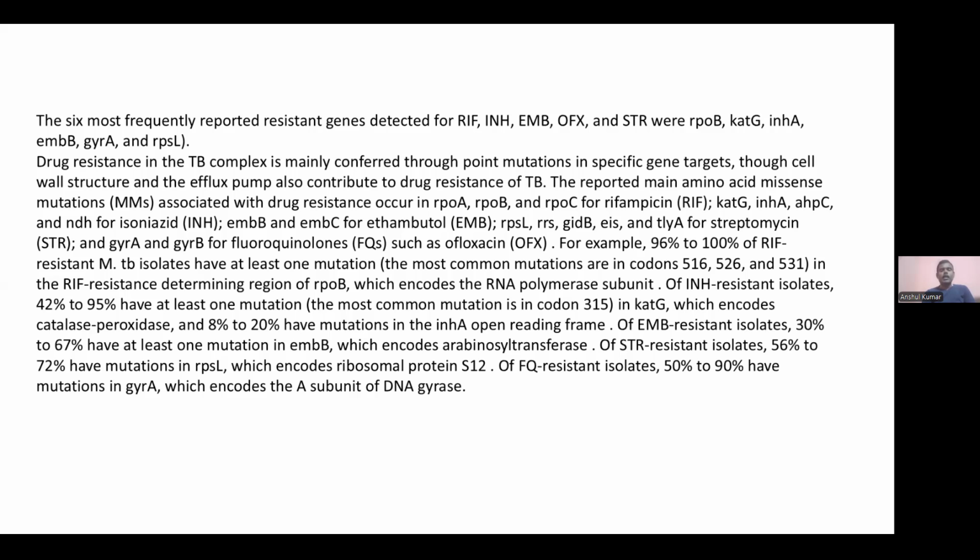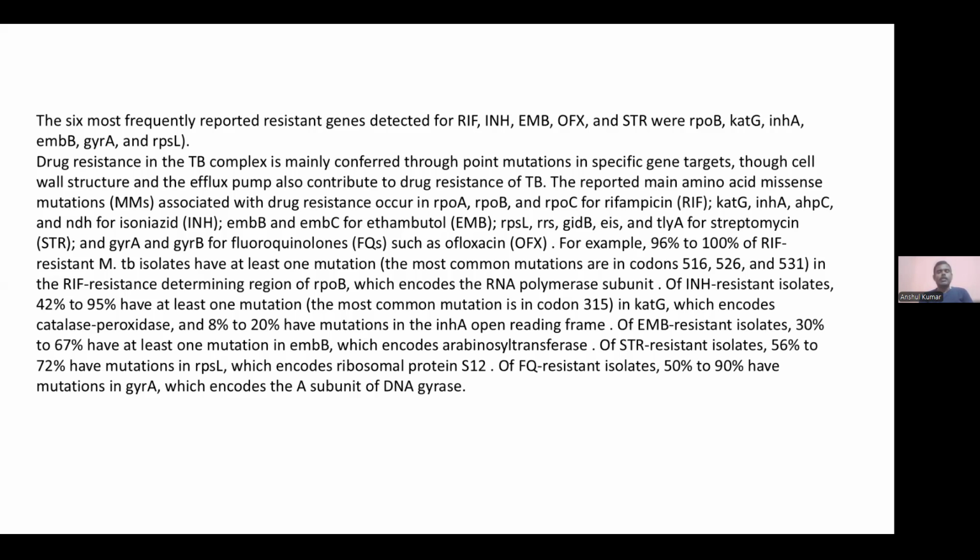The reported main amino acid missense mutations associated with drug resistance occur in RPOA, RPOB, and RPOC for rifampicin; CATG, INHA, AHPC, and NDH for isoniazid; EMBB and EMBC for ethambutol; RPSL, RRS, GIDB, EIS, and TLYA for streptomycin; and GYRA and GYRB for fluoroquinolones such as ofloxacin.